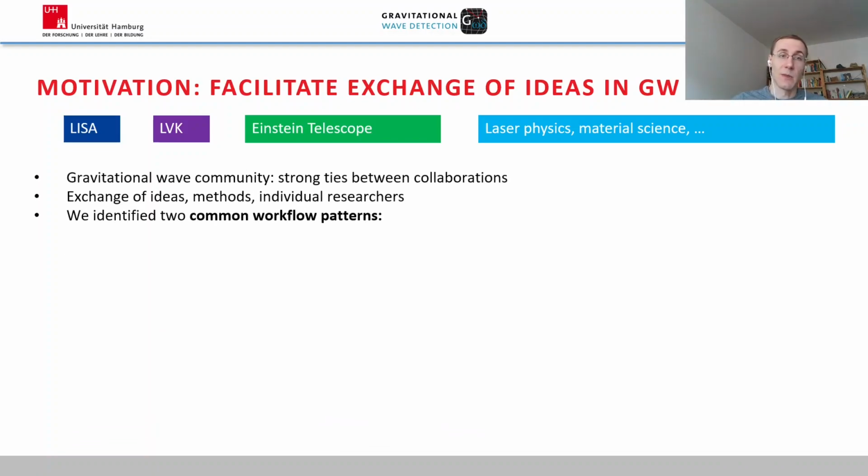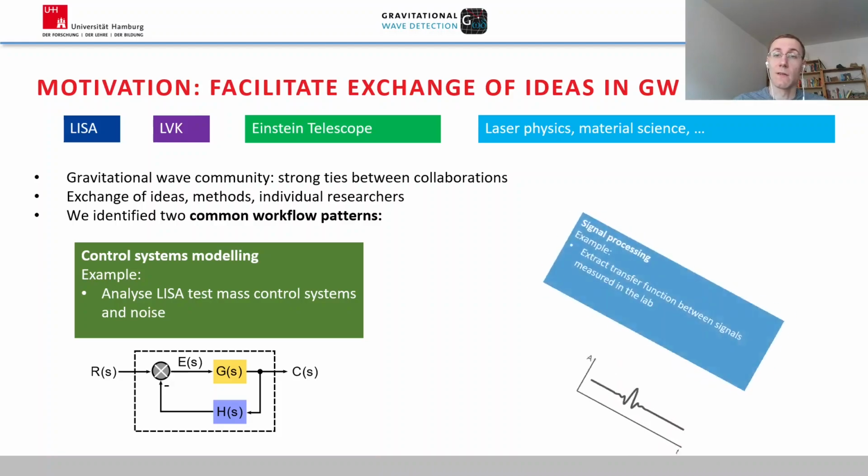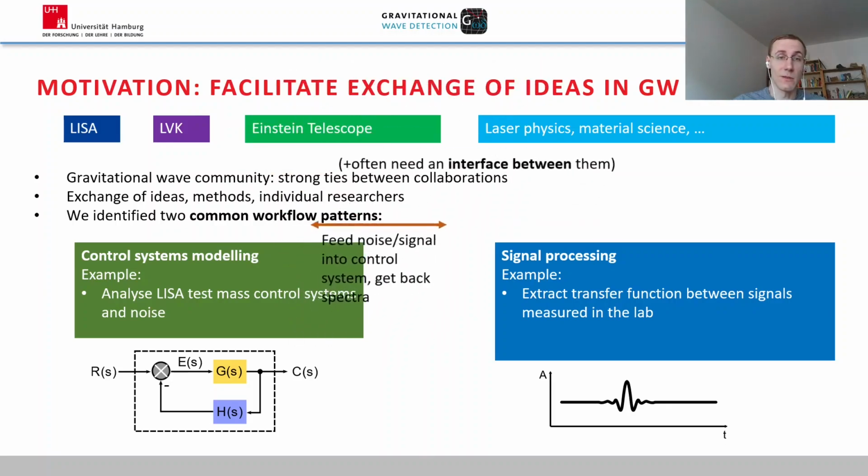Since our group already participates in many of those, we've noticed that there are strong ties between collaborations, there is a lot of exchange of ideas, methods, and even individual researchers, and we've identified common workflow patterns such as control systems modeling. And another one is signal processing. And quite often there is a need to have an interface between the two.